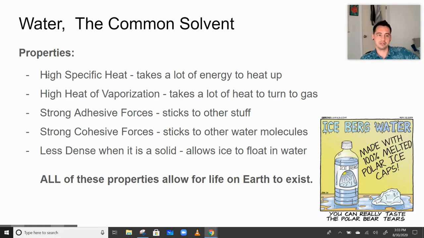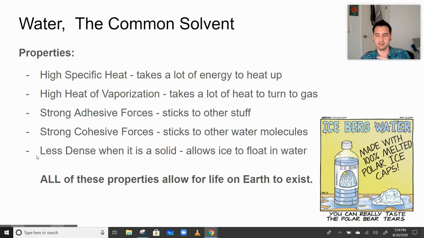The reason that water is a good solvent is that it has a high specific heat, so it takes a lot of energy to heat up. It doesn't heat up or cool down too easily. It stays at a relatively consistent temperature. It has a high heat of vaporization, so it takes a lot of heat to turn into a gas. It has strong adhesive forces, so it sticks to other stuff really well. It also has strong cohesive forces, so it sticks to other water molecules. Cohesive, cooperate, they work together. Adhesive, they adhere to other things.